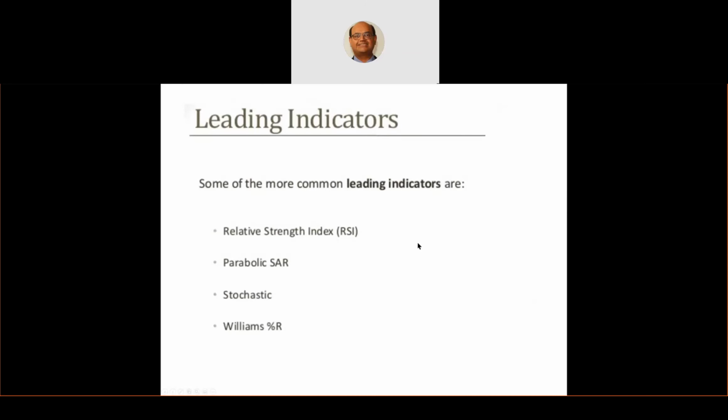So the leading indicators are, in layman's words, defined as giving you a little bit more indication of what might happen in the next 5 minutes if it is a 5 minute chart, the next 1 minute if it is a 1 minute chart, 1 hour if it is a 1 hour chart, whatever the chart may be, right? So that's called a leading indicator.